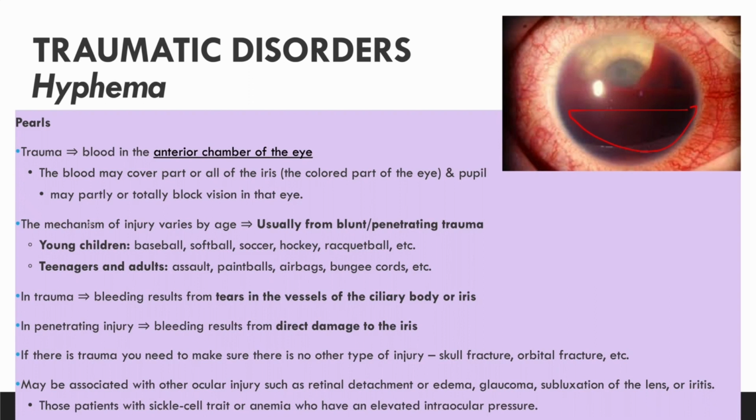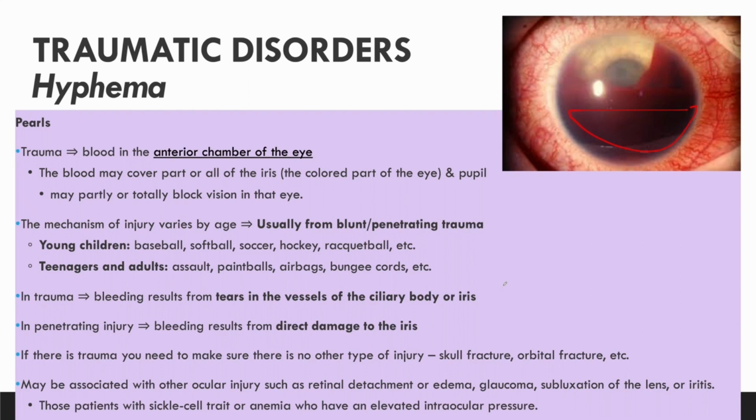Mechanism can vary. You can get blunt or penetrating trauma, things like paintballs, baseballs, hockey pucks, an elbow, and you get little tears in the ciliary body or the iris, which bleed. Just make sure if there is trauma that everything else is okay. You've checked for orbital fractures, skull fractures, other things. And then we want to look at the eye.